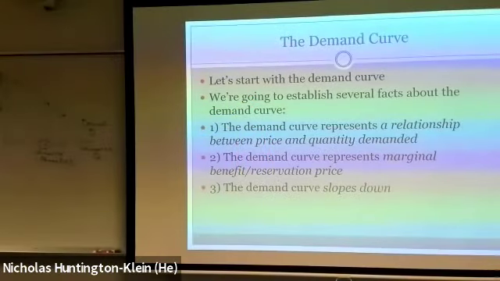All right, last one's a lot more simple than the first two. It slopes down. That just says that people want to buy stuff more if it's cheap. That one's not too surprising.